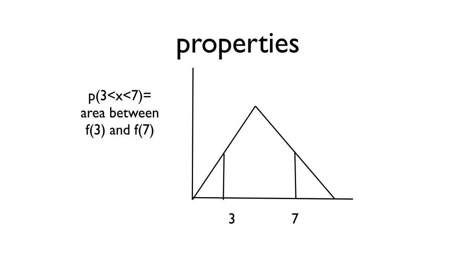The probability of getting a value between 3 and 7, which I believe is a Queens of the Stone Age song. 3 and 7, nobody? Nothing? Nobody? Okay. Anyway, it is the area between f at 3 and f at 7. It's this area here, that house-shaped thing.